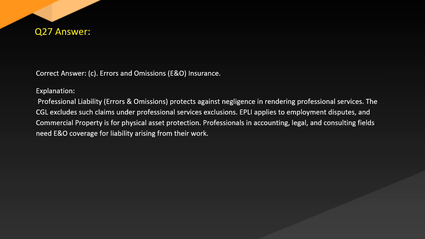Answer. Correct answer: C. Errors and omissions (E&O) insurance. Explanation. Professional liability errors and omissions protects against negligence in rendering professional services. The CGL excludes such claims under professional services exclusions. EPLI applies to employment disputes, and commercial property is for physical asset protection. Professionals in accounting, legal, and consulting fields need E&O coverage for liability arising from their work.